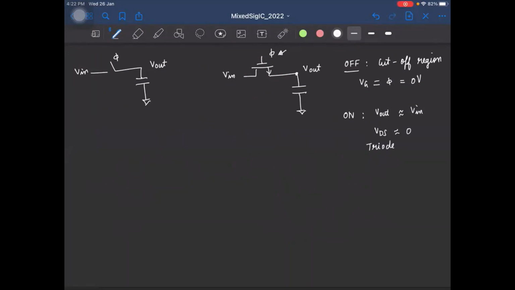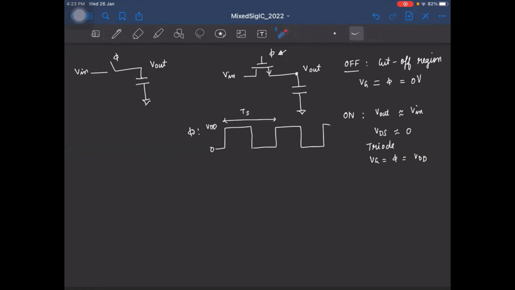And of course, to make sure that the switch is on and it is in triode region, we pull the gate voltage, that is the clock, to the maximum voltage, and that is VDD, right? So the clock signal to this MOSFET should look like this. It should go from 0 to VDD. And this is the time interval, which is equal to the sampling period of TS. Okay. So this is a humble track and hold circuit using a MOSFET.